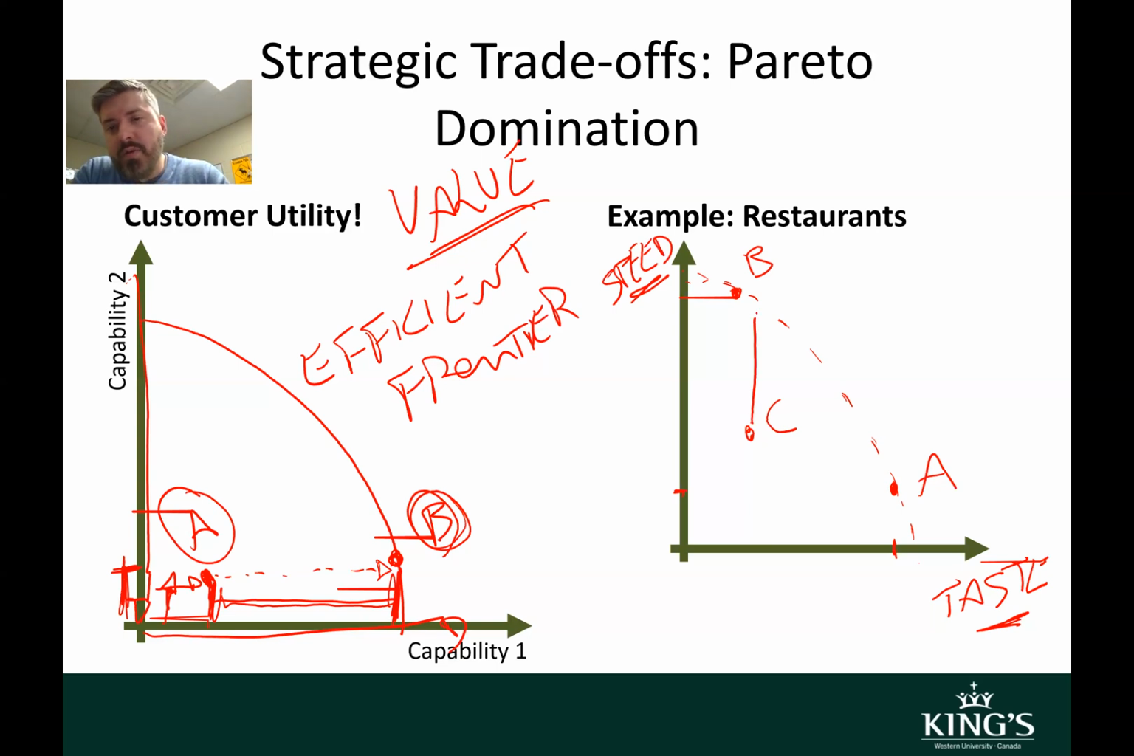So the idea of Pareto domination over here has to do with being on the efficient frontier. And the operations impact of this is that you have to structure yourself to be able to be on that efficient frontier. Otherwise, you're pretty much out of the market. You're going to be dominated by your competition.